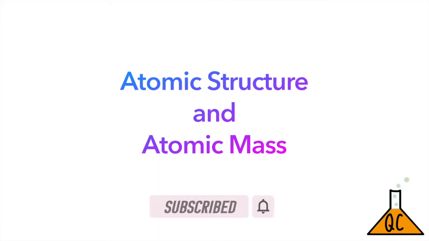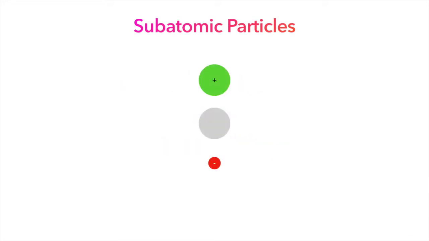In today's video, we're going to take a deeper look at atomic structure, which I covered very briefly in episode 2 of Quick Chemistry, but which we're going to look at more deeply today. Atoms are comprised of 3 subatomic particles: protons, neutrons, and electrons. Protons and neutrons make up what's called the nucleus of an atom, and are hence collectively called nucleons.